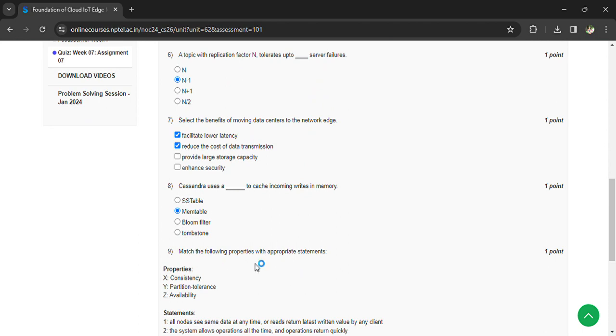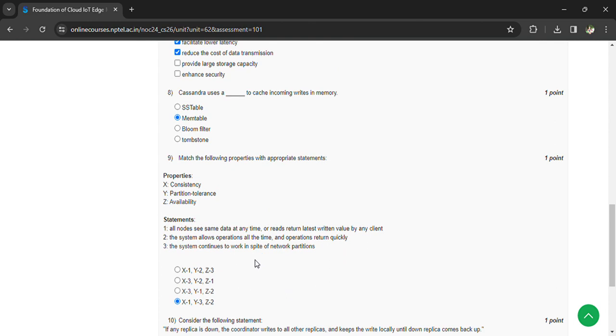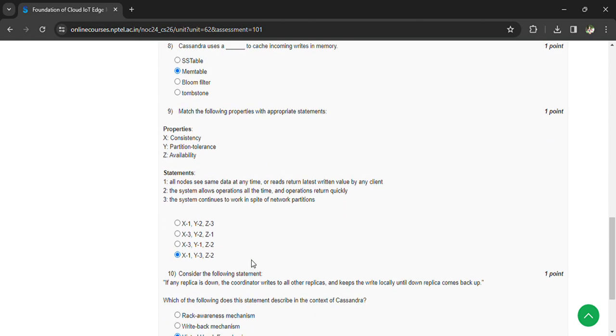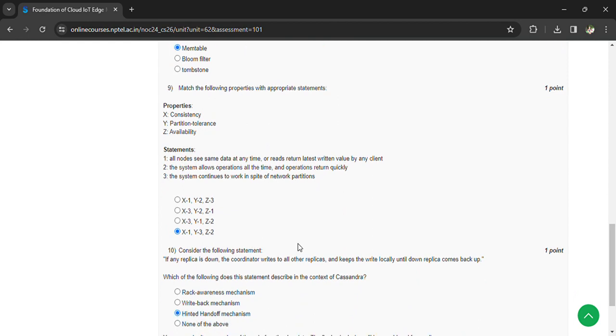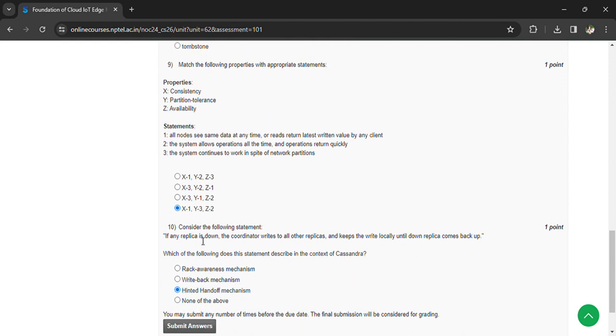Match the following properties with appropriate statements. Here we are having consistency, partition tolerance, availability, and x is equal to 1, y is equal to 3, z is equal to, these are the statements. Last question: if any replica is down, the coordinator writes to all the replicas and keeps the write locally until the down replica comes back up. This is known as the hinted handoff mechanism.